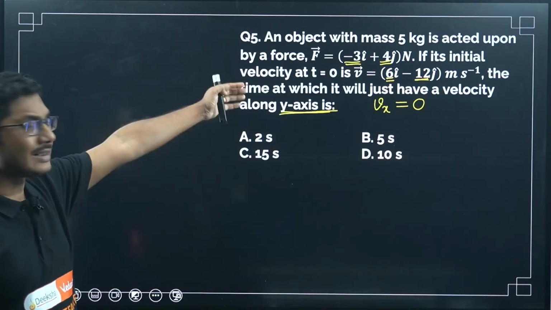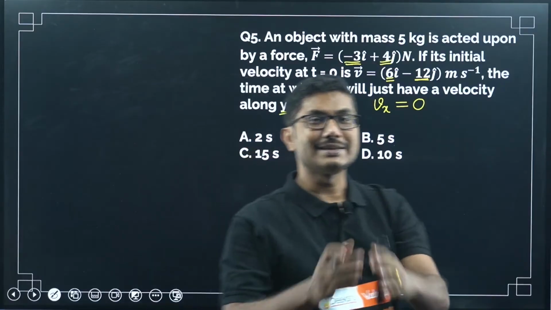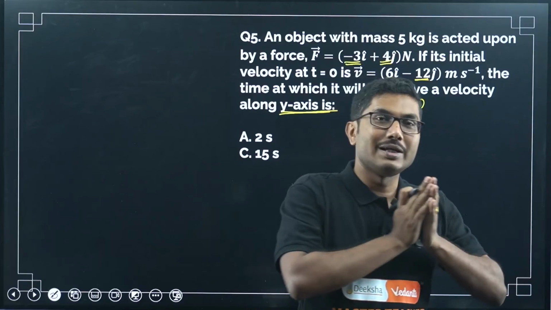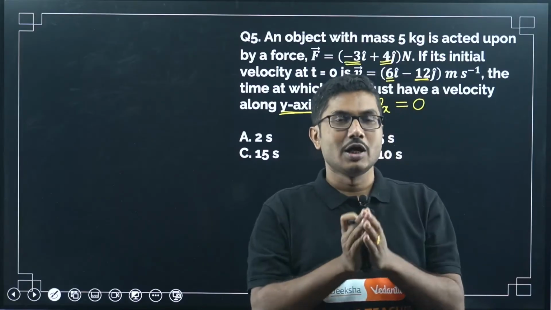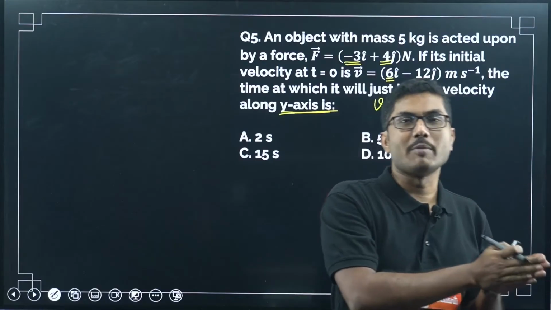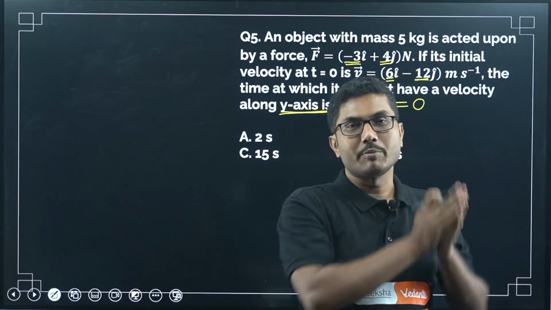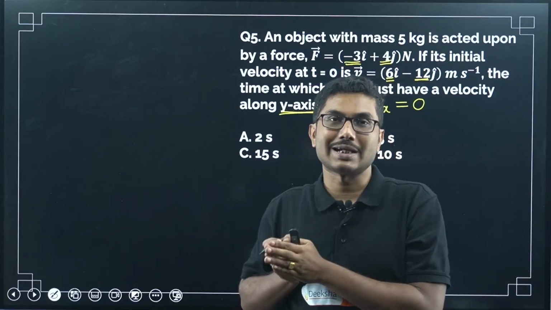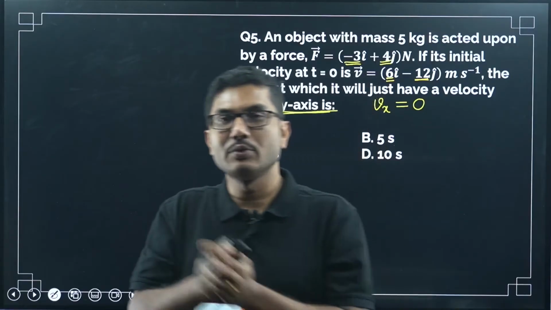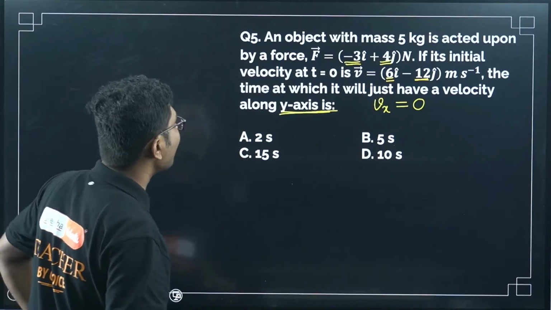Now the condition that we are interested in is where the velocity along y axis will only remain, nothing else. So velocity along x axis will be 0. To solve this problem, we need to consider all the components of force and velocity only along x axis, because that we have to find and then compare it to 0, right? So how can we do that?